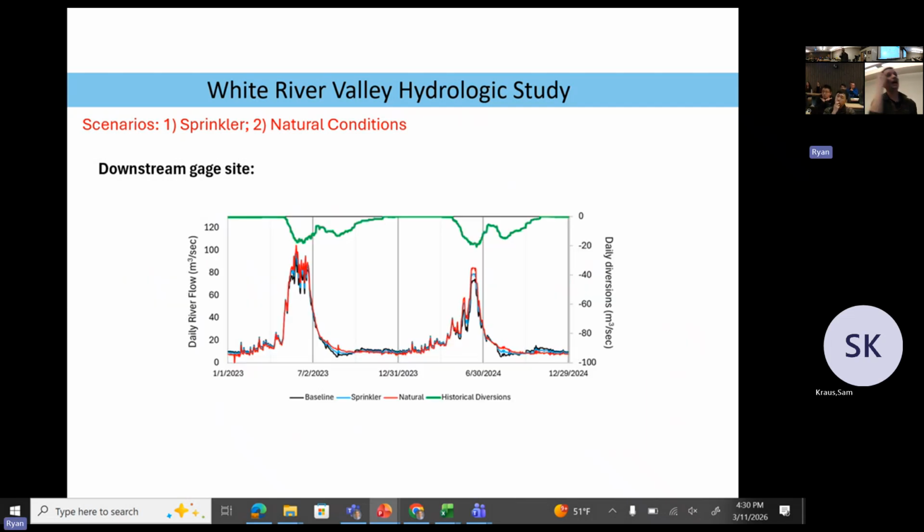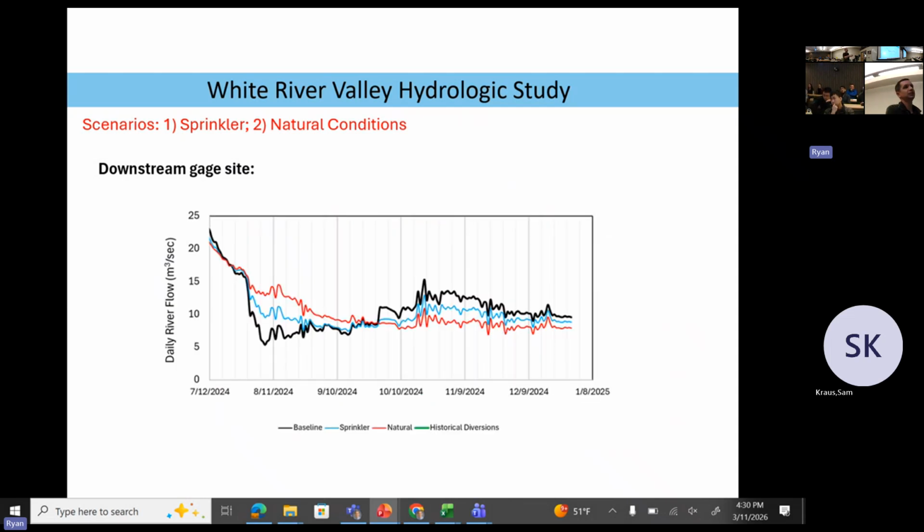Another interesting thing that happens is it retimes the river flow. This is looking at the downstream gauge out of the study region, and baseline is black. I'm going to zoom in here, because it's kind of hard to see. So here are the summer months. This is our baseline, under flood irrigation.